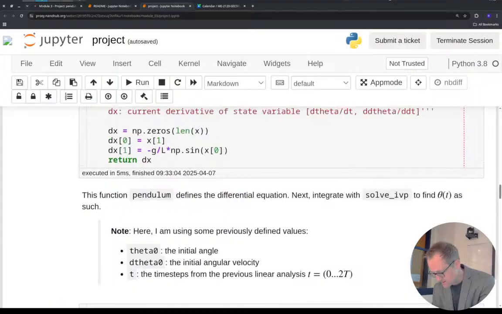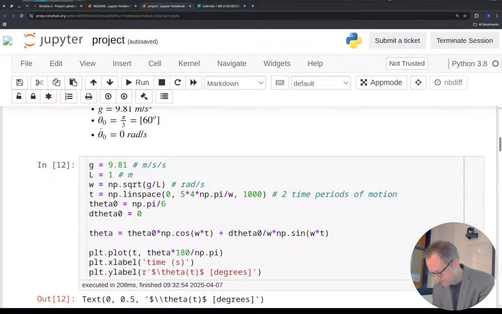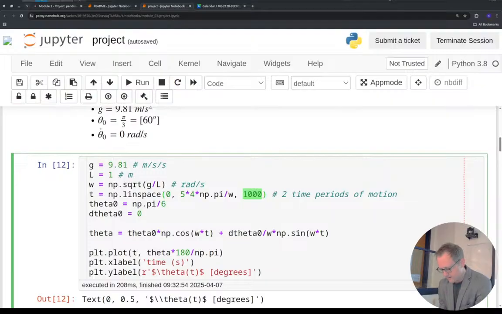Oh, and to answer, if you're trying to do that experiment, this was where I was changing everything. Setting up time, I gave it 1,000 time steps. That's the last value. And the second value is 4 times pi over w. That's the 2 time periods. So 2 pi over w is 1 time period.